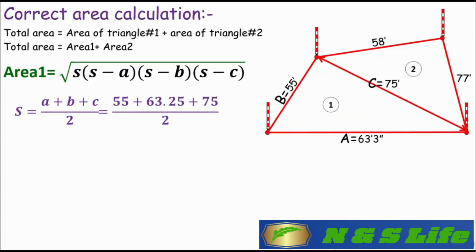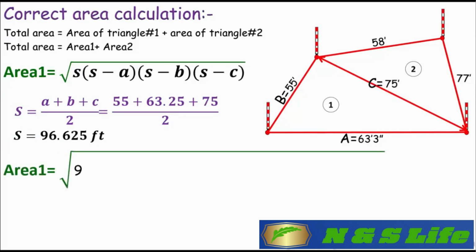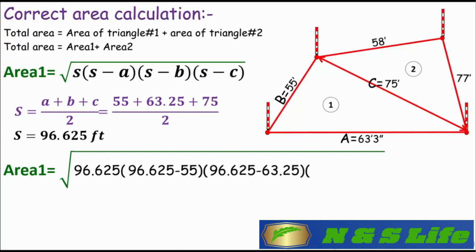Do a little math with this. Of course, we can get the semi-perimeter of the triangle equals 96.625 feet. And now let's put all the values in the Heron formula. So area equals square root of S, which is 96.625, times again S minus one side, which is 55, times S again minus the other side, which is of course 63.25, times S minus the last side, which is 75 feet.